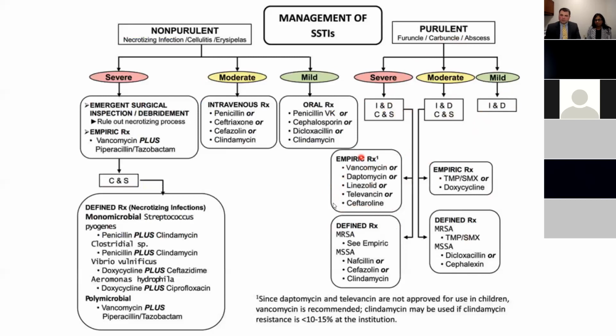So you can start with I&D, culture and susceptibility, give IV antibiotics, and then once you have a defined, identified and susceptible organism, for MRSA you can give any of the empiric options, and for MSSA you can give something like nafcillin, cefazolin, clindamycin. Yeah. So this chart is really nice. It's a great cheat sheet. Do you want to show them the picture in the next slide? Oh, yeah.